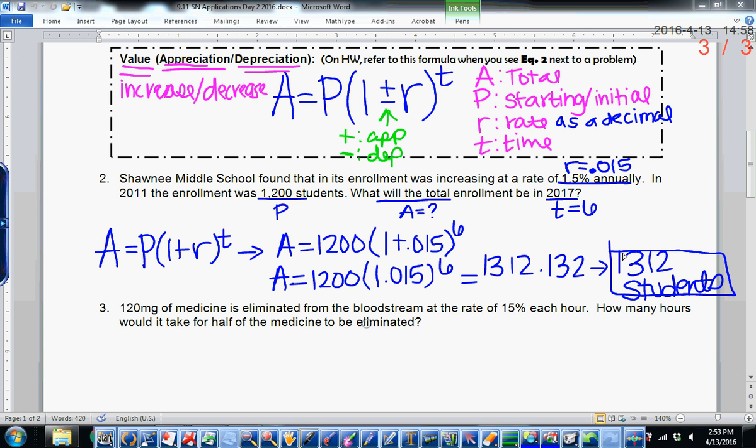Okay. Identify your variables and set up your equation in number 3. Identify your variables and set up your equation for number 3, please. Quickly, without talking.